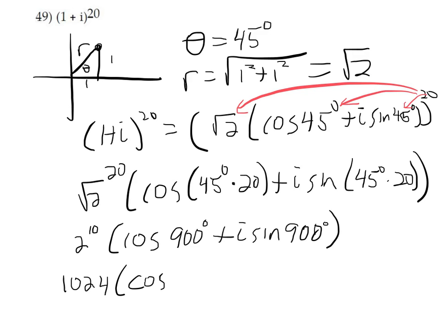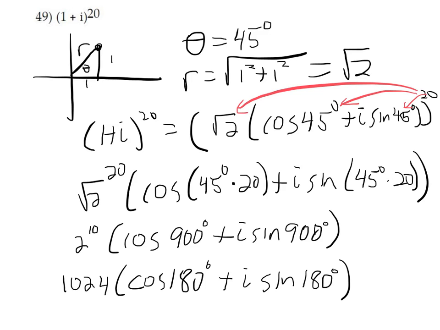So cosine 180 degrees plus I sine 180 degrees. So if you subtract 360 degrees from an angle, you get a coterminal angle. The sine and cosine of that angle will be the same value. So you can change from 900 to subtract 360 and then subtract 360. Finally we get to 180.